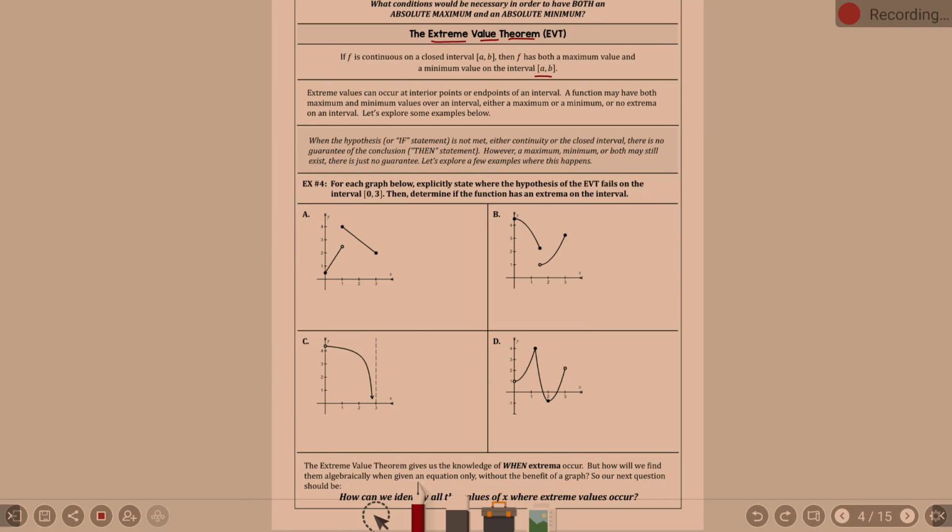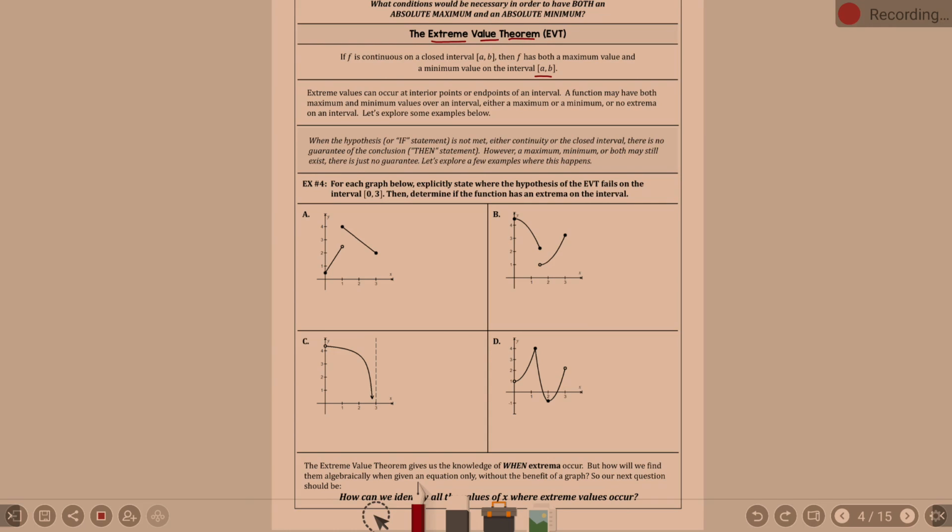When the hypothesis is not met, either continuity or the closed interval, there's no guarantee of EVT. So this is just stating: what's the if part? If it's continuous. If continuity doesn't exist, you can't guarantee the end part. So we can't guarantee the EVT part where it says there's a max and a min. This one doesn't have to be differentiable, it just has to be continuous.